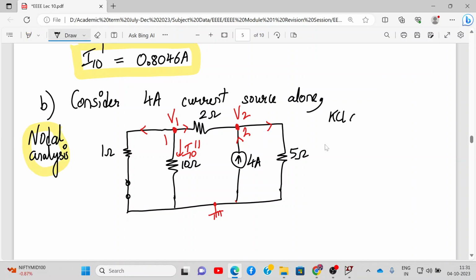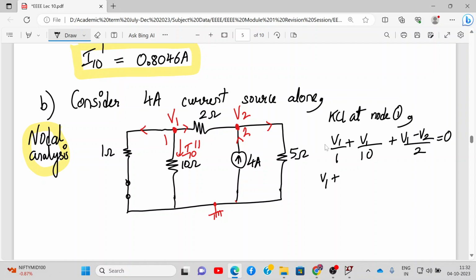So we'll apply KCL at node 1. So all are outgoing currents. What will be this current over here? This current will be V1 upon 1, plus this current over here will be V1 upon 10. This current will be V1 minus V2 upon 2. V1 minus V2 upon 2, that will be equal to 0.